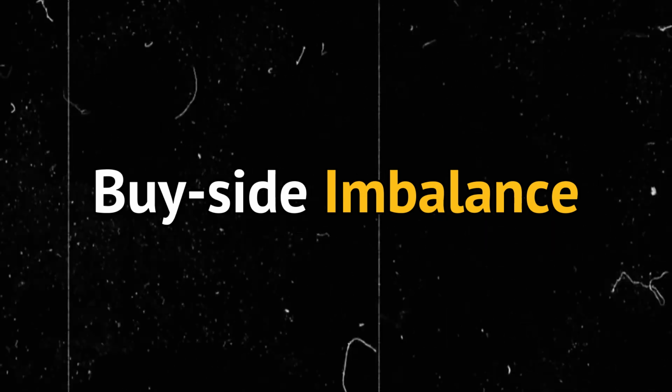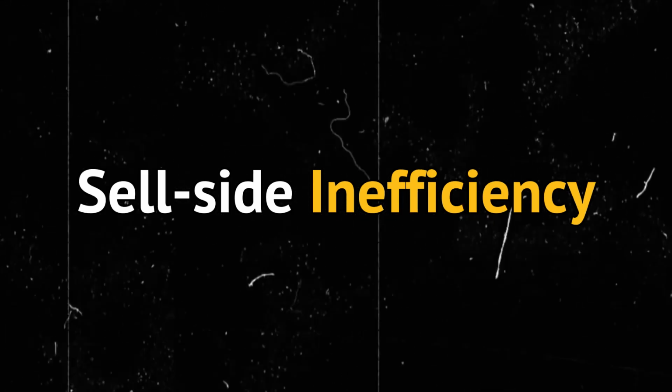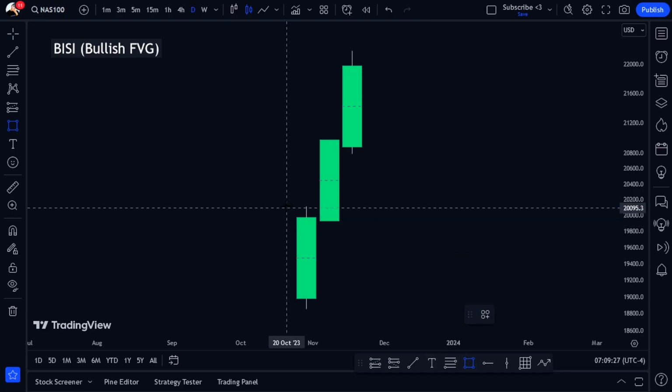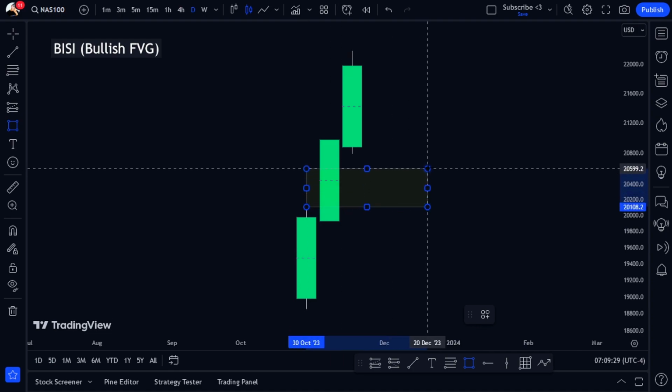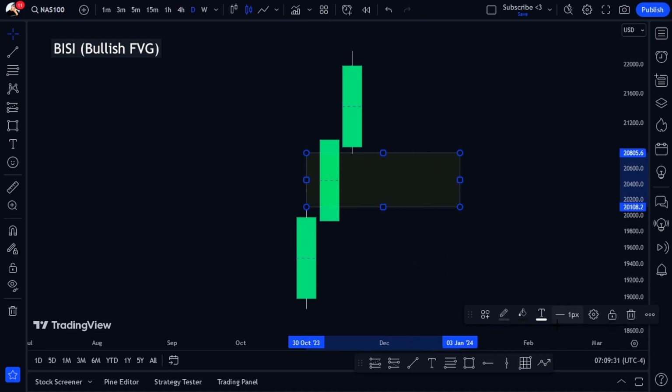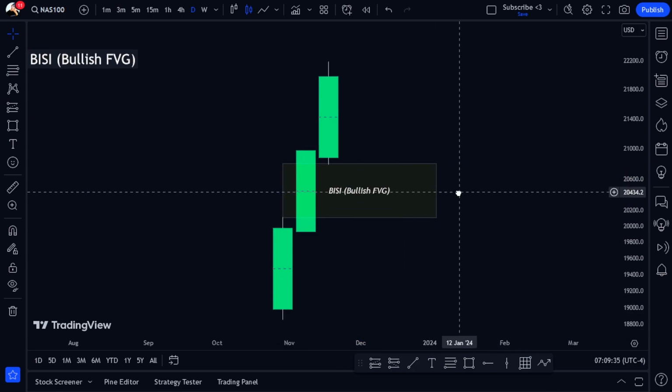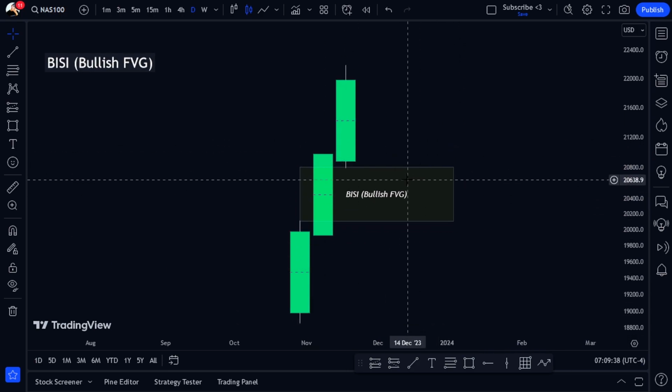BISI stands for buy-side imbalance and sell-side inefficiency. It occurs when there is an up-close candle that creates a fair value gap, indicating that the market is imbalanced on the buy side and inefficient on the sell side. In other words, BISI is a bullish fair value gap.